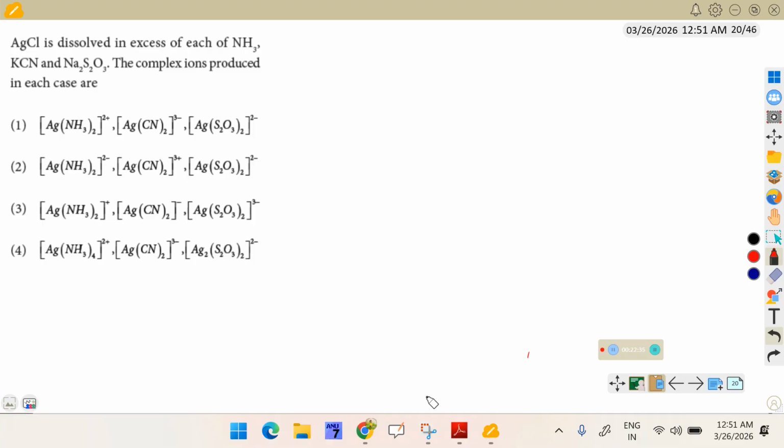AgCl is dissolved in excess of each of NH3, KCN and Na2S2O3. The complex ions produced in each case are, this is a direct question. Then it gives [Ag(NH3)2]+, [Ag(CN)2]-, [Ag(S2O3)2]3-.